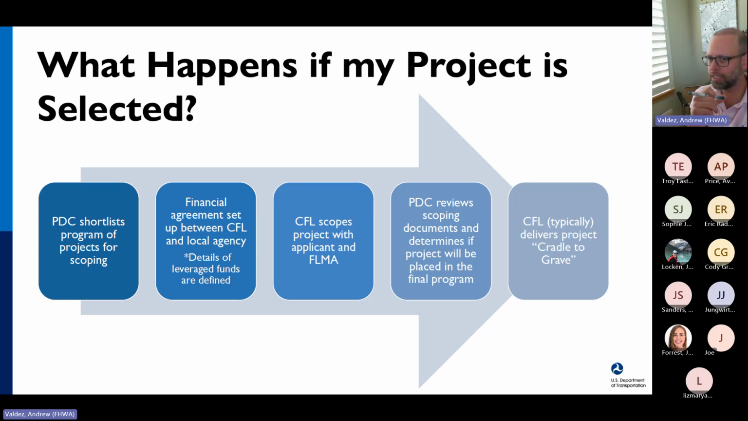And here's the process for next steps if your project is selected. If you are shortlisted, you'll get a notification letter from us, and we'll set up some meetings to talk through any financial arrangements if leveraged funds are being used. We also have things like an engagement letter that the project rep will sign. Then we'll work with you to set up a site visit for our scoping engineers to refine those cost estimates and make sure we're in the ballpark for the project.